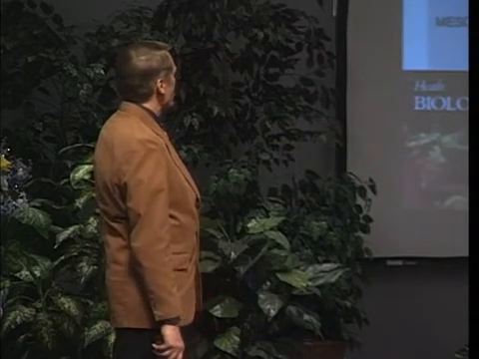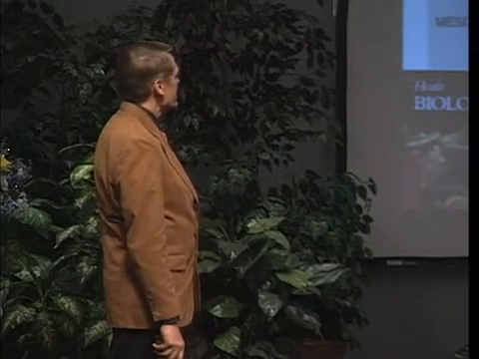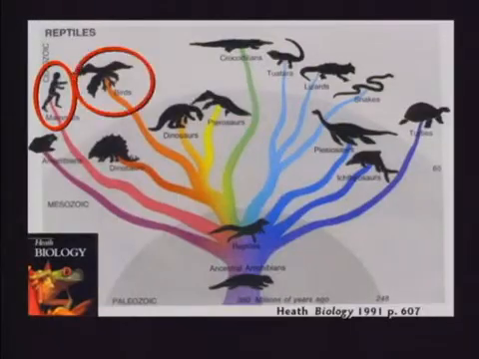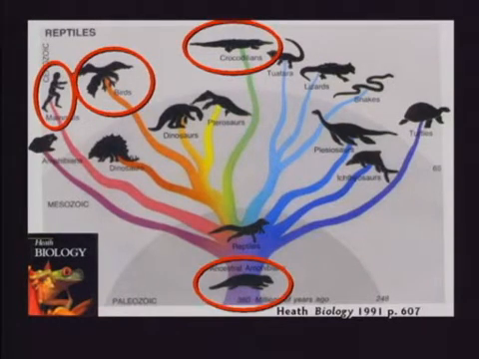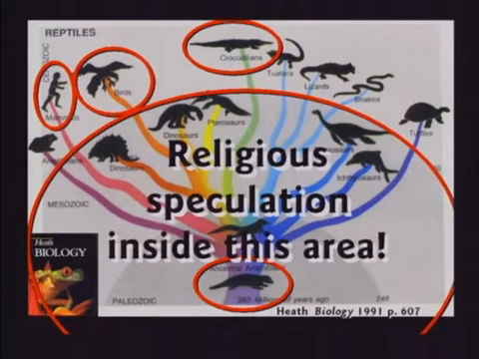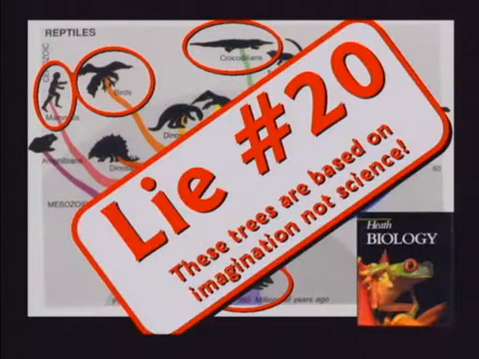This textbook says the humans, the birds, and the crocodiles have a common ancestor. Isn't that the impression they're trying to get across? Look, folks, everything inside that circle is pure religious speculation, not science. They might want to believe that, but that's not science. It's a lie. It's based on pure imagination. Anybody that teaches that is in trouble when they stand before God.